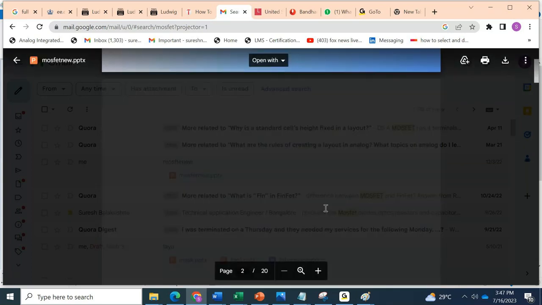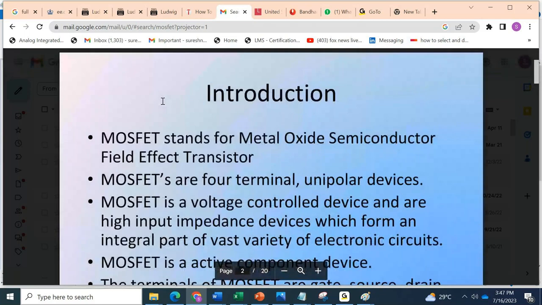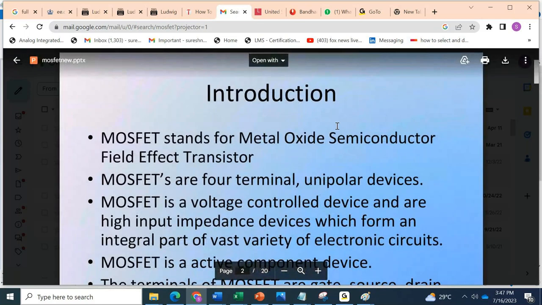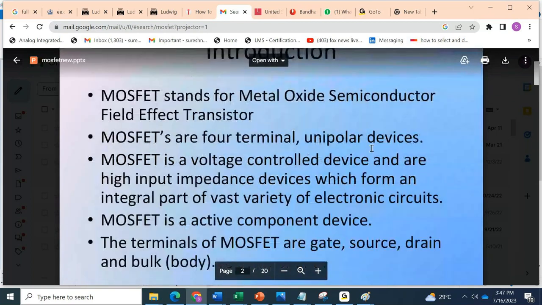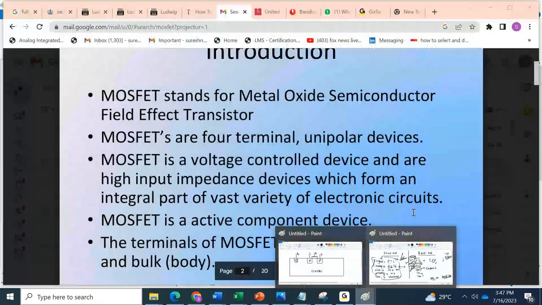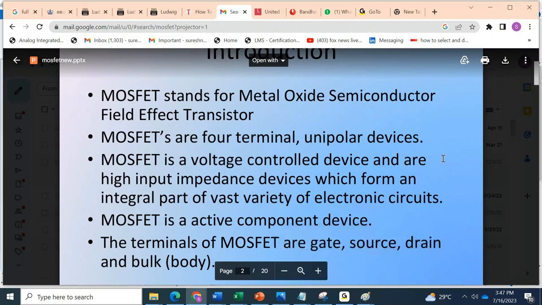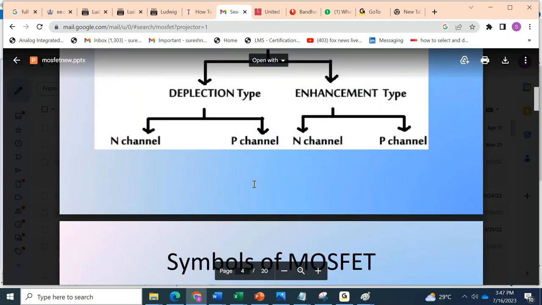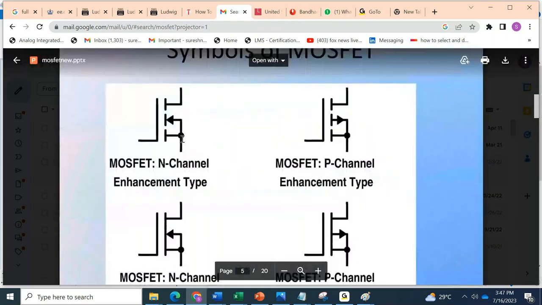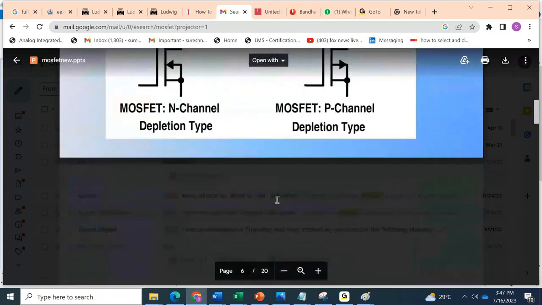Every class you will access our PPT, so all the PPTs will be available. Anyhow, I told you MOSFET has four terminals. It is unipolar, unlike BJT, which is bipolar. MOSFET is generally a voltage-controlled device with high input impedance. This is the symbol, P channel, N channel.